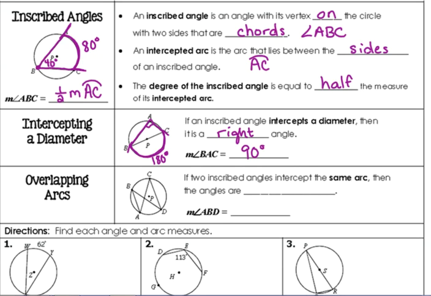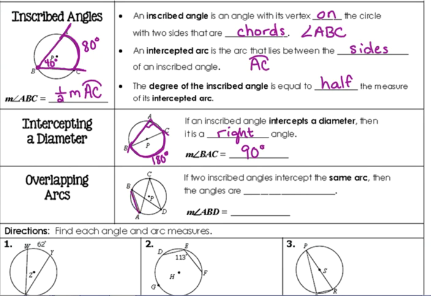Okay, overlapping arcs. If two inscribed angles intercept the same arc, then the angles are, what do you think is going to go in that blank? If they intercept the same arc, are they going to be different? They're going to be the same? Probably, well, let's look at it.